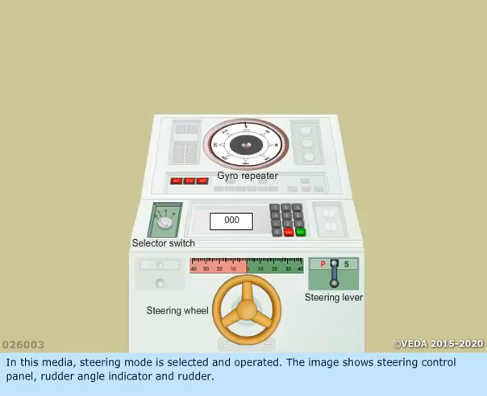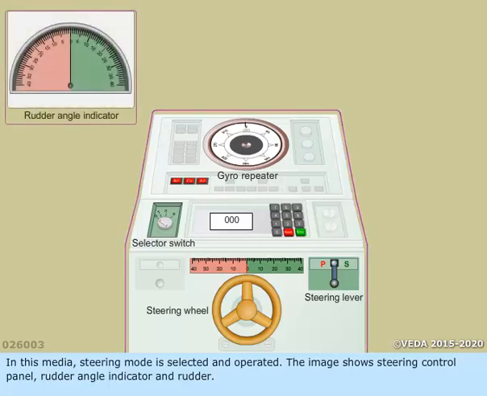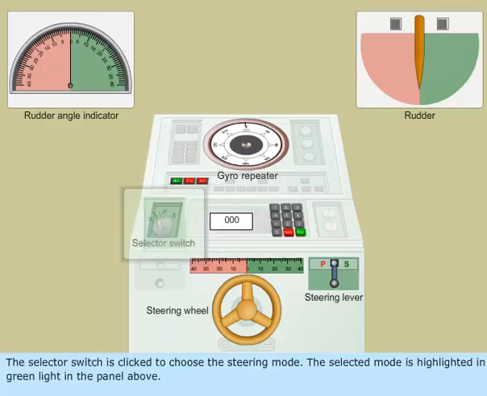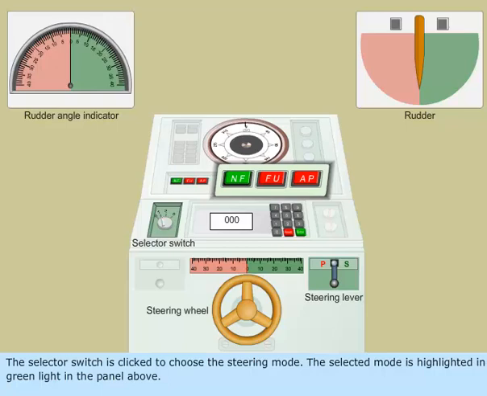In this media, steering mode is selected and operated. The image shows steering control panel, rudder angle indicator, and rudder. The selector switch is clicked to choose the steering mode. The selected mode is highlighted in green light in the panel above.